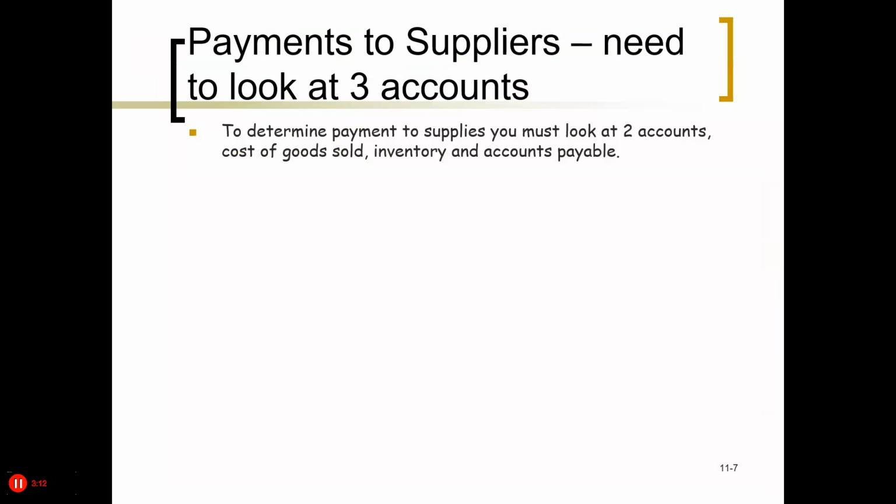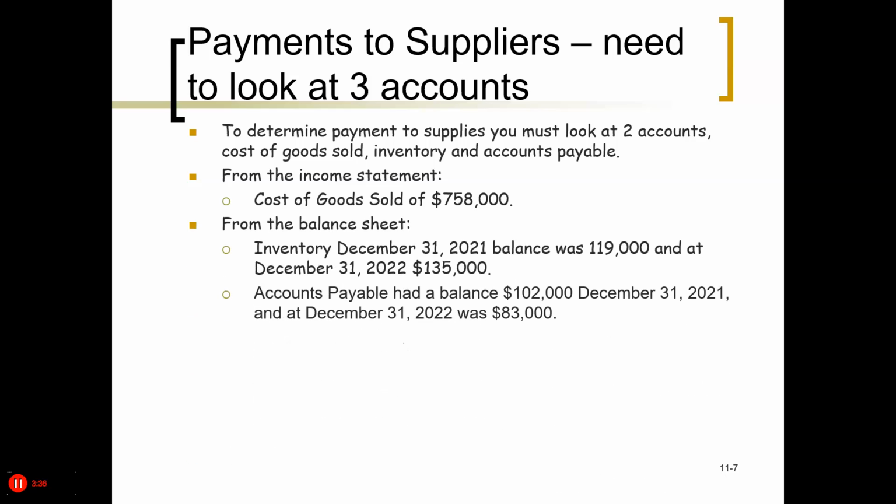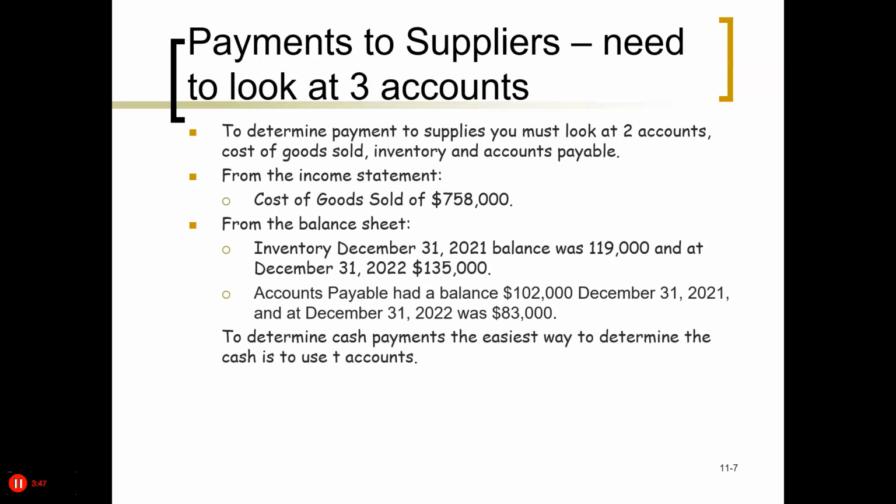Now let's look at how you determine how much cash you actually paid out to suppliers. Well, we have to look at actually 3 accounts: cost of goods sold, inventory, and accounts payable. From the income statement, we're going to get the amount that's showing up in cost of goods sold. From the balance sheet, we're going to get the beginning and ending balance for inventory and the beginning and ending balance for accounts payable. Now, to determine the cash payments, what I like to do is to do T accounts.